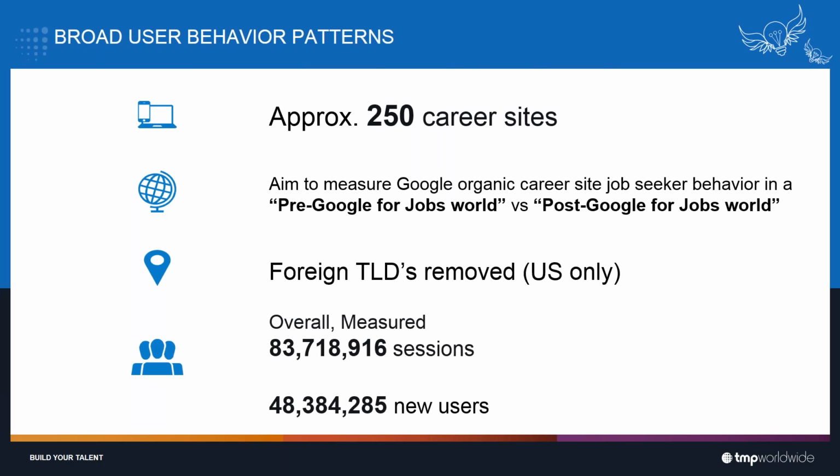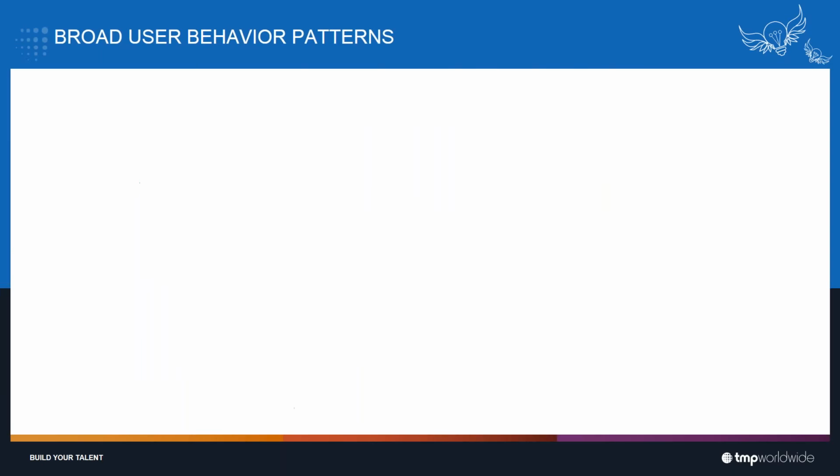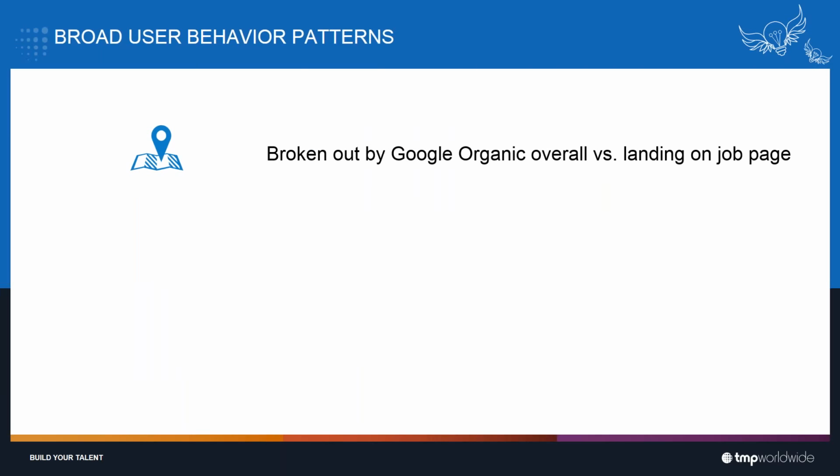In looking at this, we measured over 83.7 million sessions from 48.3 million new users, new job seekers. So we're looking at a very large data set here, much bigger than we had back when I spoke at ERE in October. That should help solidify some of these bigger patterns, like I said. We also broke out the Google Organic overall, so just a Google Organic visitor to a career site, versus those that land directly on a job page, to look at how that behavior was different.